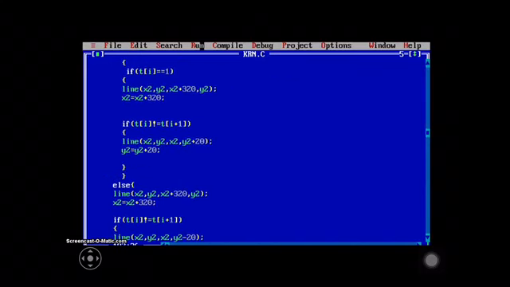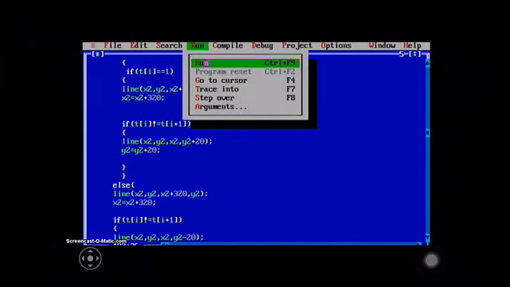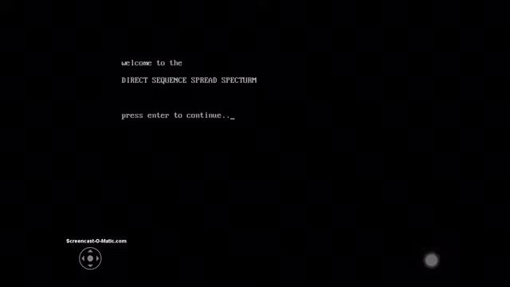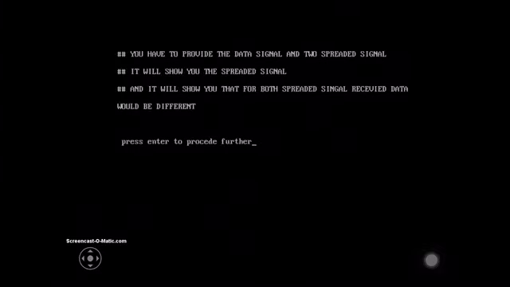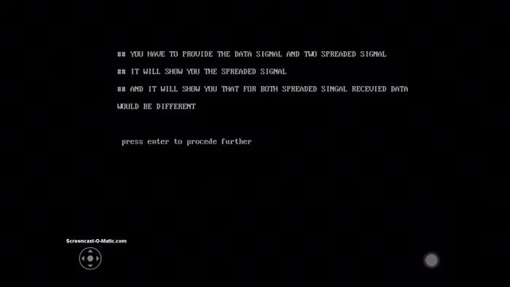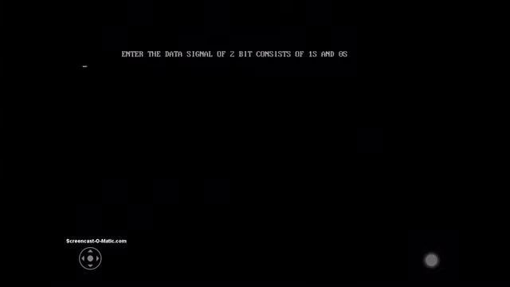So now I'm going to run my code. So here I'm running my code. No error. Yeah, welcome to the direct sequence spectrum. Press enter to continue. I am pressing enter to continue. So it will give instructions on what you would be giving as an input, and what you will get as output. We would be implying data signal and spreaded signal. The received data would be different, and it will show you the spreaded signal that I will show.